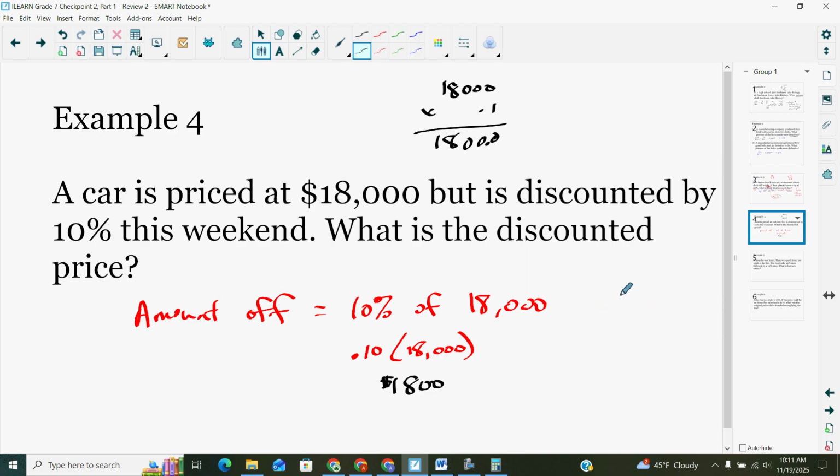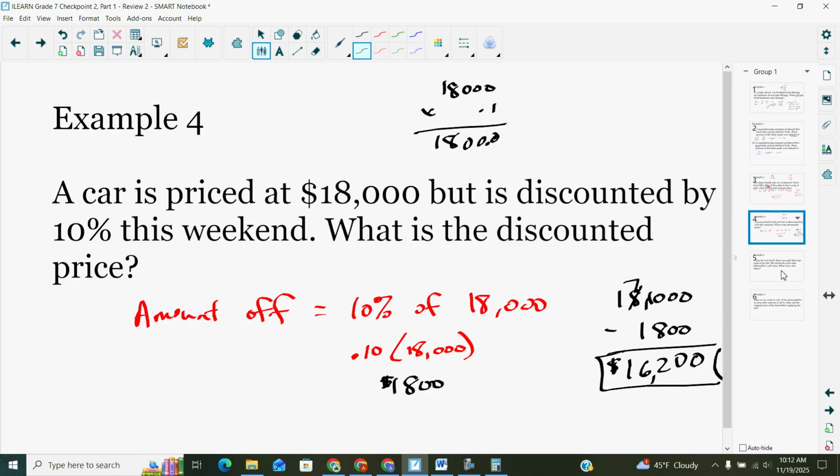So we need to start with 18,000, and we are taking off 1,800. $16,200. So we take 10% of 18,000, and this time, because it's a discount, we're lowering that price. We're starting with 18,000. We're taking 1,800 off of the amount that was given.